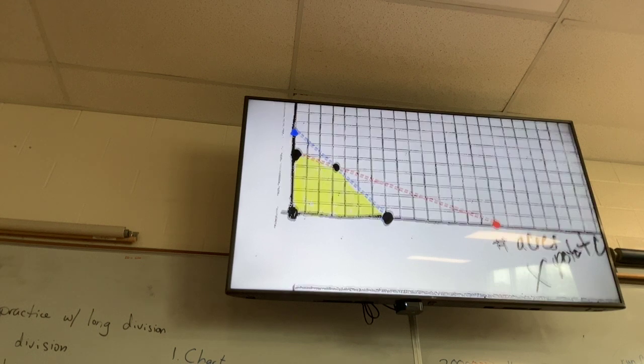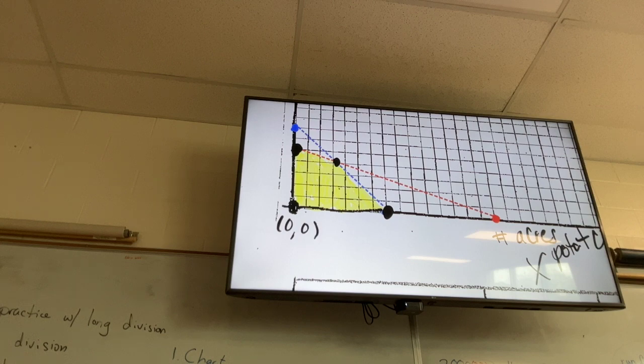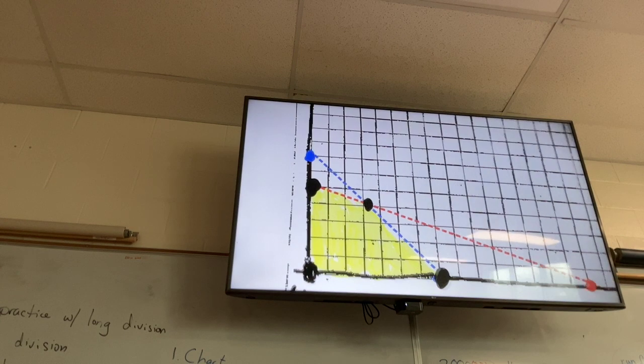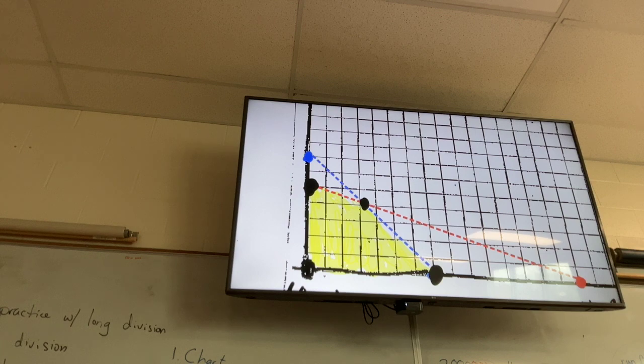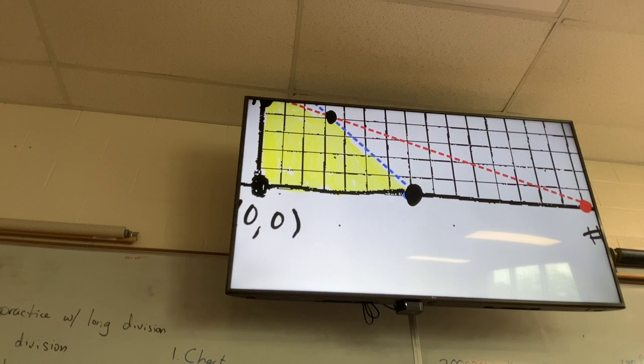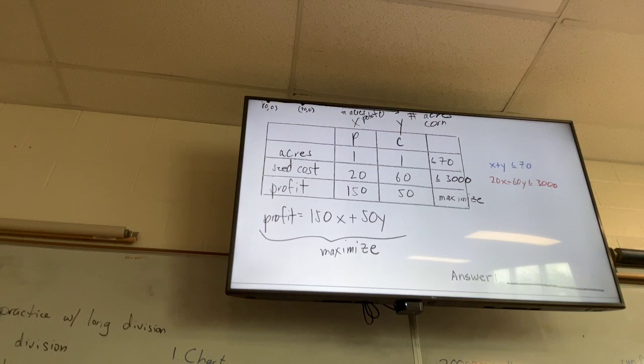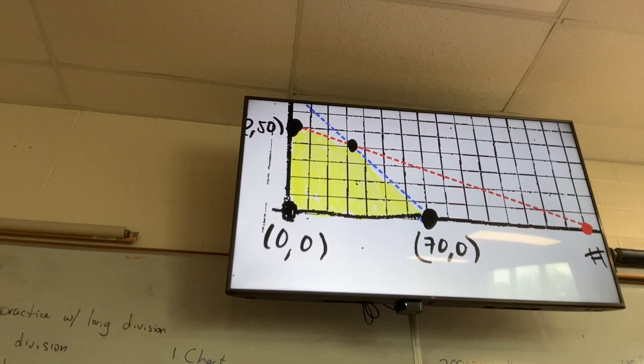So this point is the origin, so this is going to be 0, 0. This point right here, what point is this? This is just my y-intercept of my red function, right? That's going to be 0, 50. This is my x-intercept of my blue line. That's 70, 0. Right? Let me know if I've messed up. Yeah. And then this point right here, that's where my red and blue intersect. So what is that?